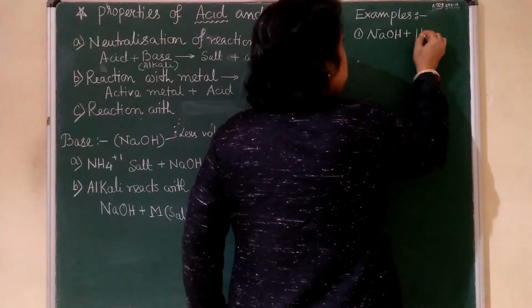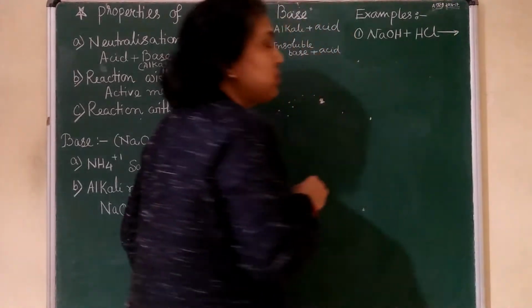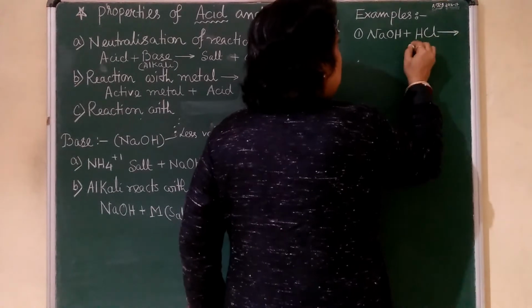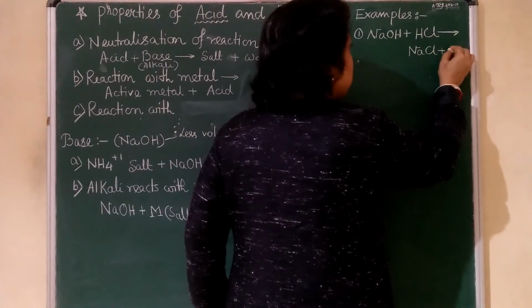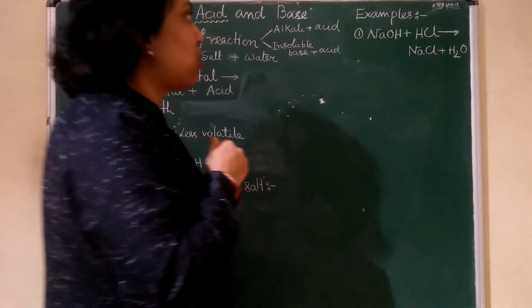So alkali means NaOH and HCl. What will be? It will be salt. Which kind of salt will it form? It will form NaCl plus H2O. So sodium chloride salt is formed.